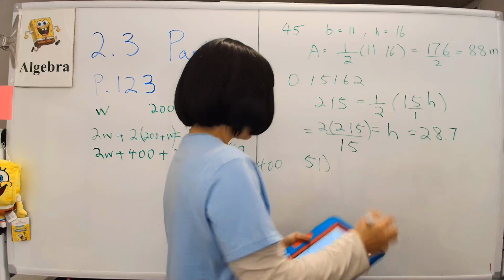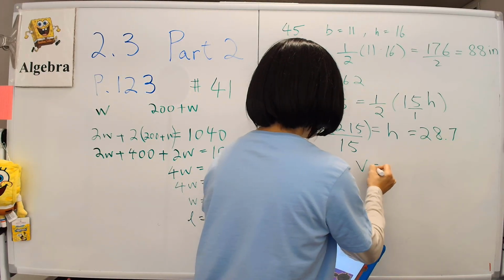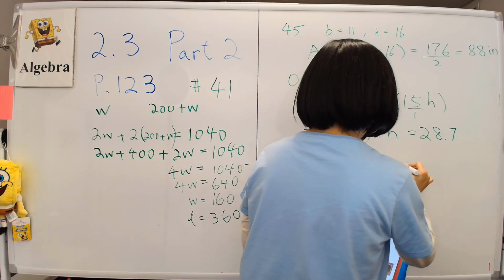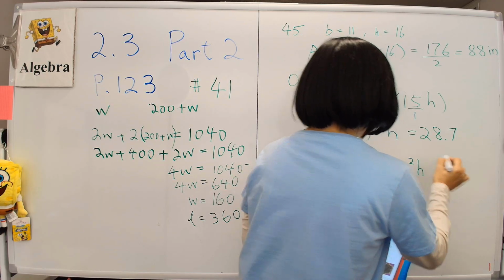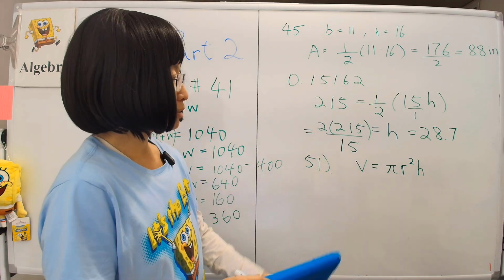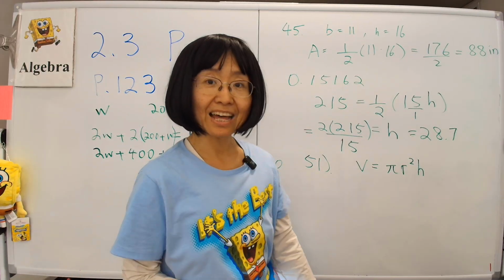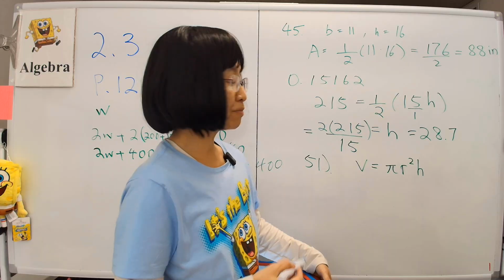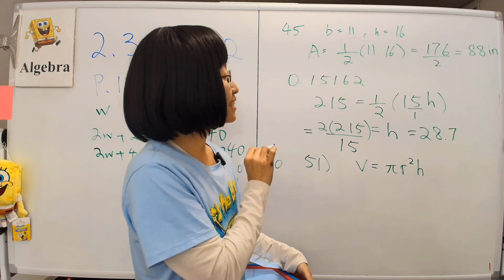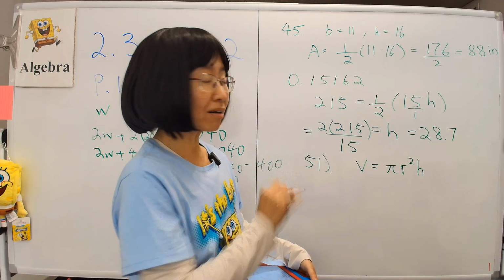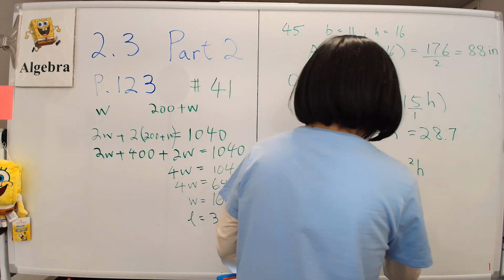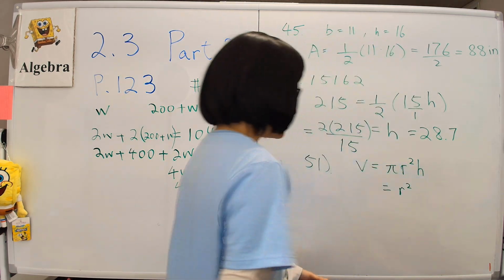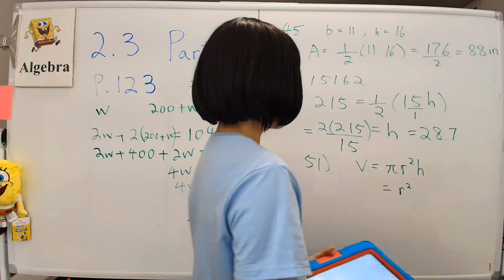Okay, let's write down what we're trying to solve for. V equals pi r squared times h. Now you might wonder what that is. It doesn't matter. It's the volume of a cylinder, but for now we don't really care, because we only care about digging r out. We need to solve for r. So first let's figure out what r squared is, and then we'll deal with it.